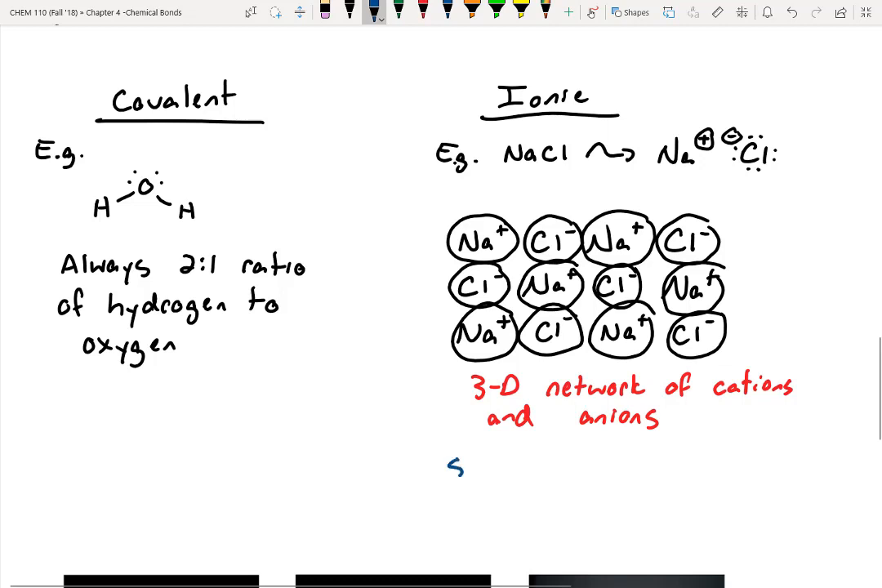So it's still a 1-to-1 ratio of sodium to chlorine. This is referred to as a crystal lattice. It's this really strong brick wall effect of cations and anions kind of stacking together.